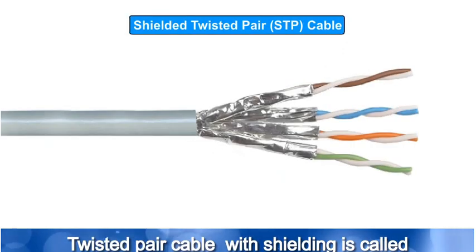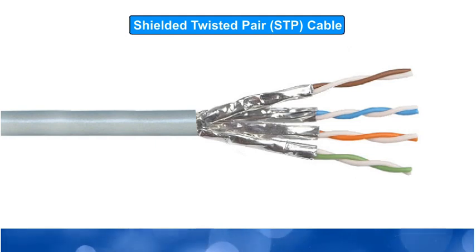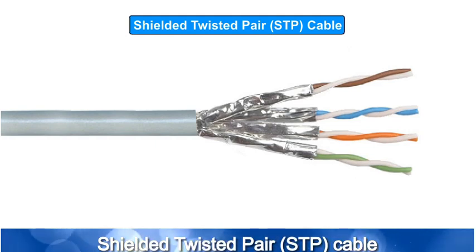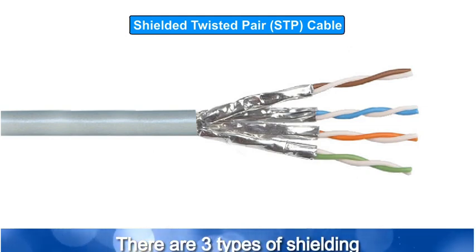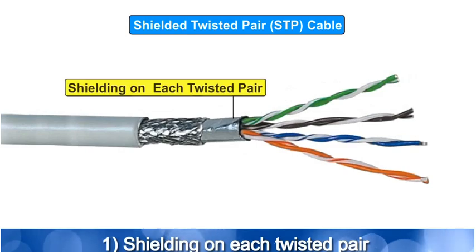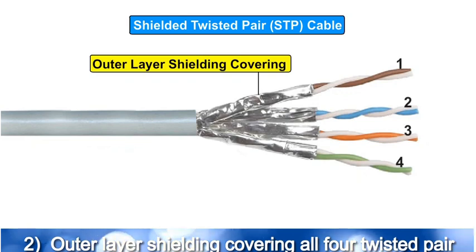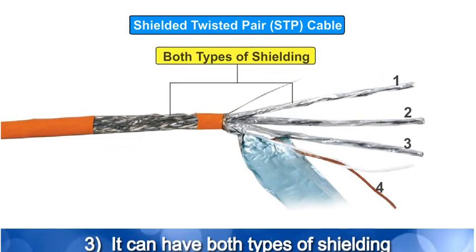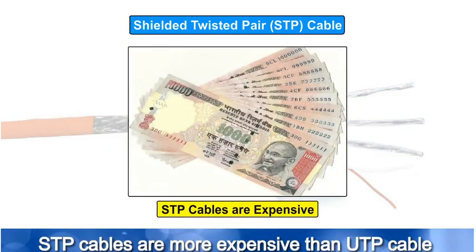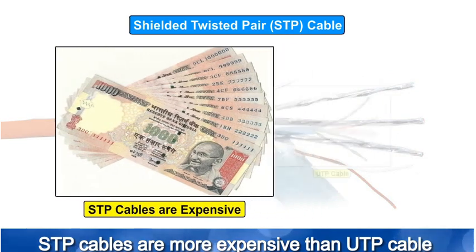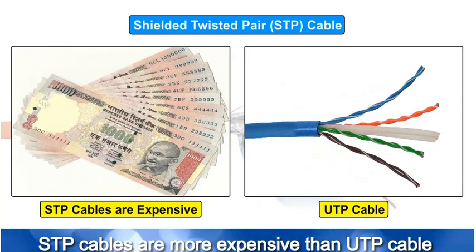Twisted pair cable with shielding is called shielded twisted pair, STP cable. There are 3 types of shielding. 1. Shielding on each twisted pair. 2. Outer layer shielding covering all 4 twisted pair. 3. It can have both types of shielding. STP cables are more expensive than UTP cable.